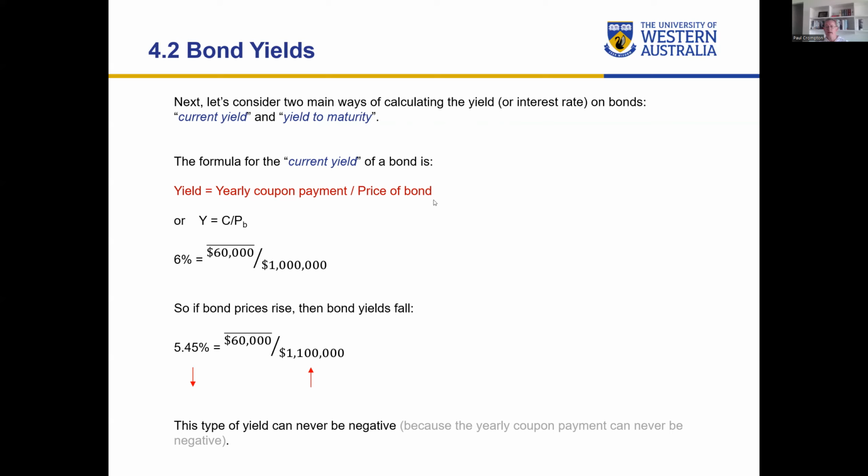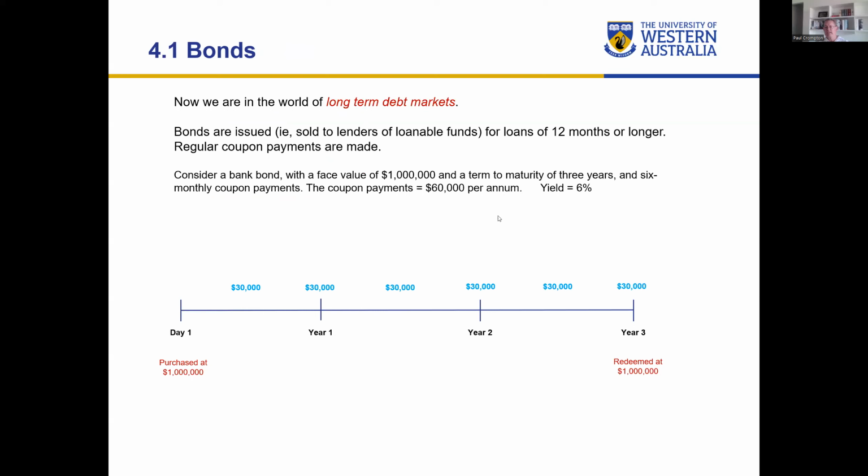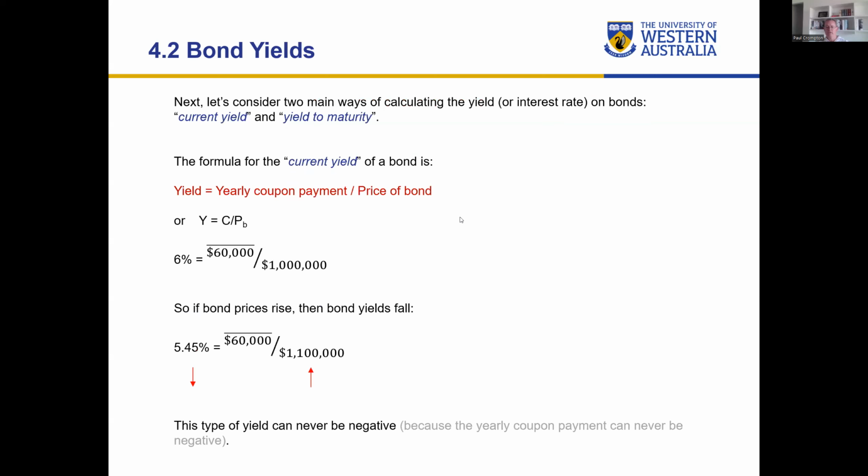a bond. So if we go back to the bond we were considering previously, it had a face value of $1 million and an annual coupon of $60,000. So that's what I've put in here. I've got $60,000 coupon divided by the $1 million face value of the bond. So it is 6%, a 6% simple current yield. This is the simplest way of measuring the yield of a bond.